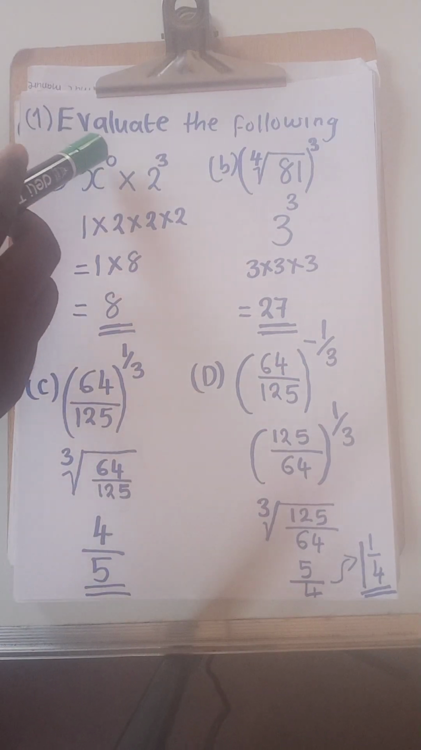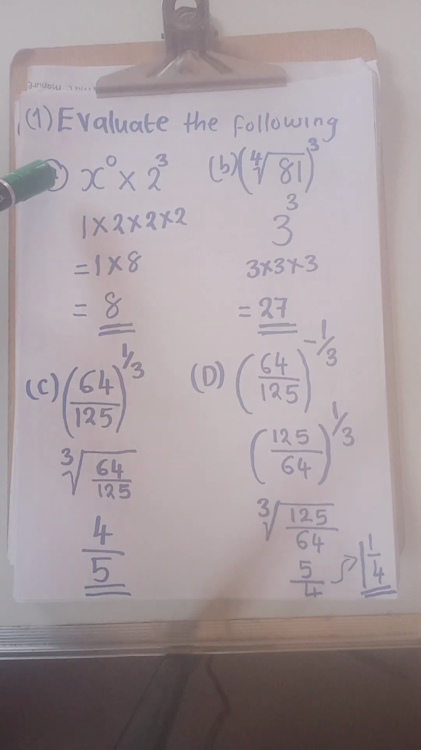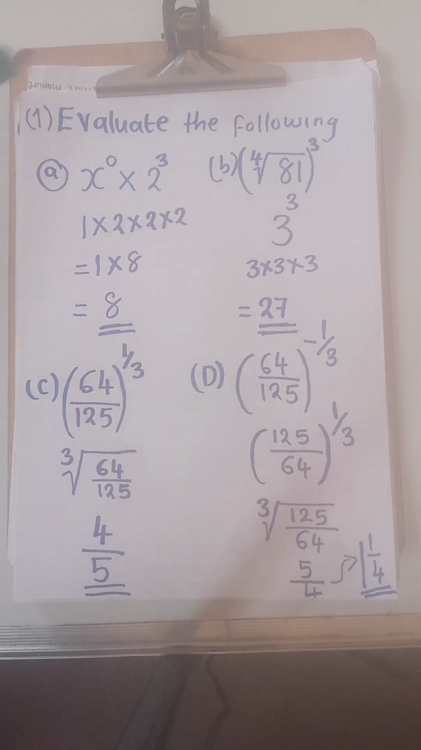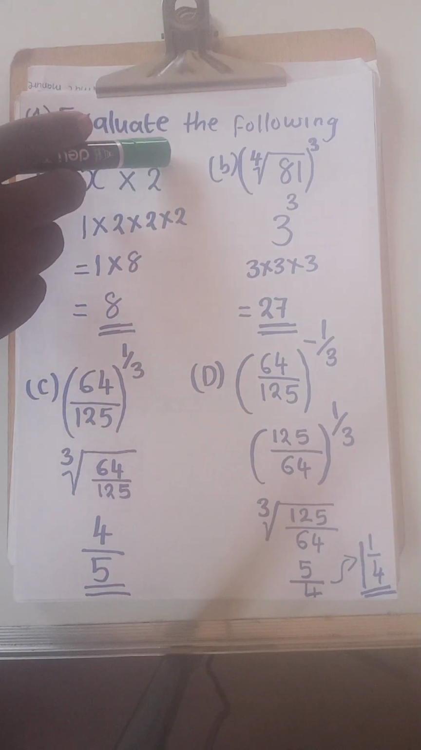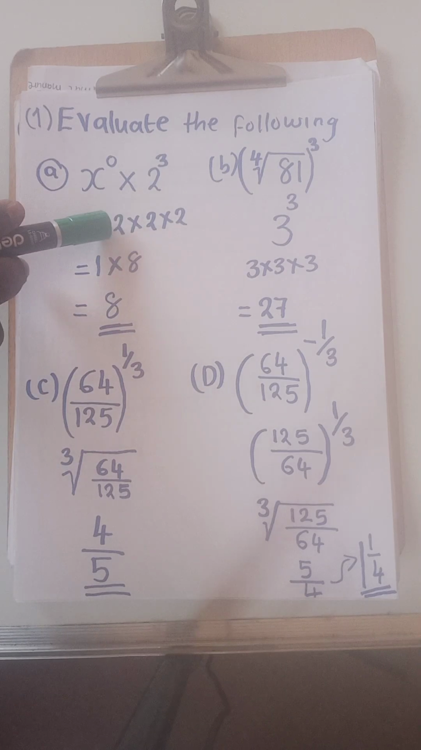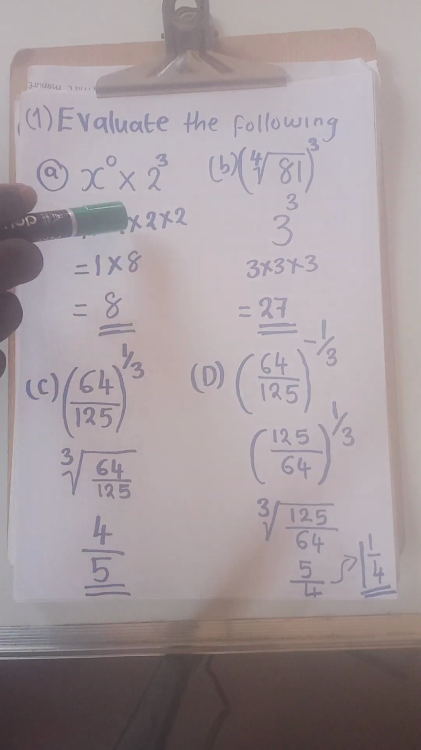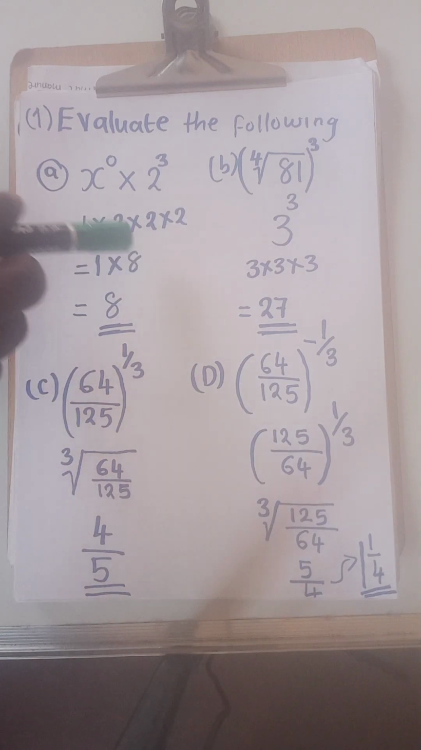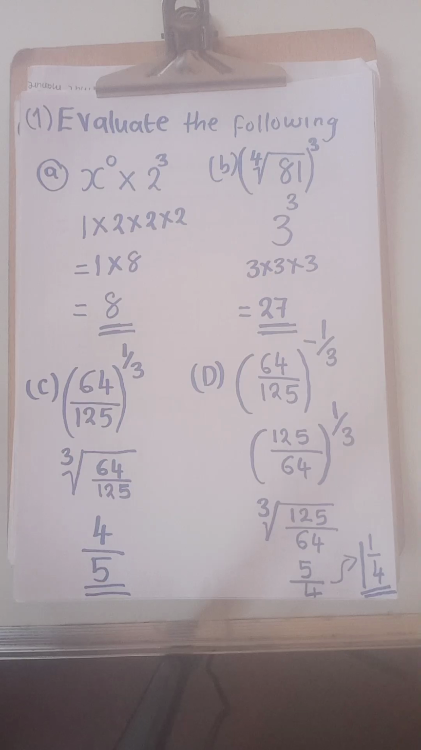The question says evaluate the following. You have been given the first question, which is A, x to the power 0 times 2 to the power 3. Any number or letter to the power 0 simply means 1. Any number or letter to the power 0, always the answer is what? 1. Times 2 to the power 3 simply means multiply 2 how many times? 3. So you bring your 1 times 2 times 2, 4. 4 times 2, 8. What is 1 times 8? It's 8.